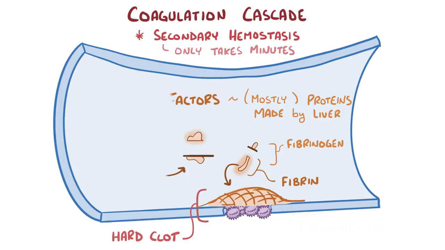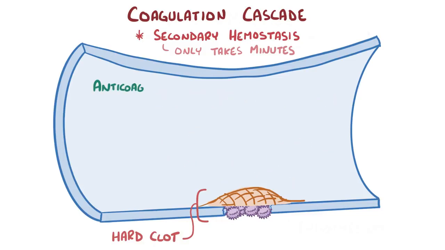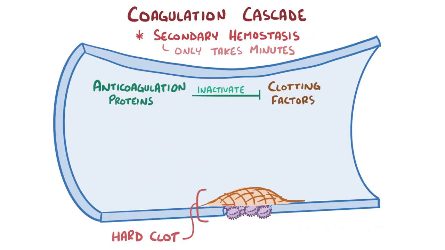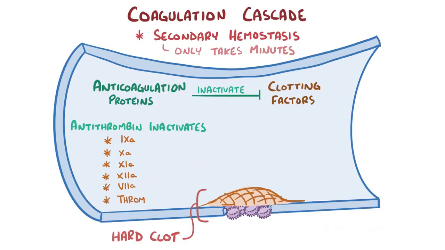So the activation of the cascade is carefully controlled by anticoagulation proteins that target and inactivate key clotting factors. For example, antithrombin inactivates factors 9A, 10A, 11A, 12A, 7A, and thrombin, while protein C inactivates factors 5A and 8A.